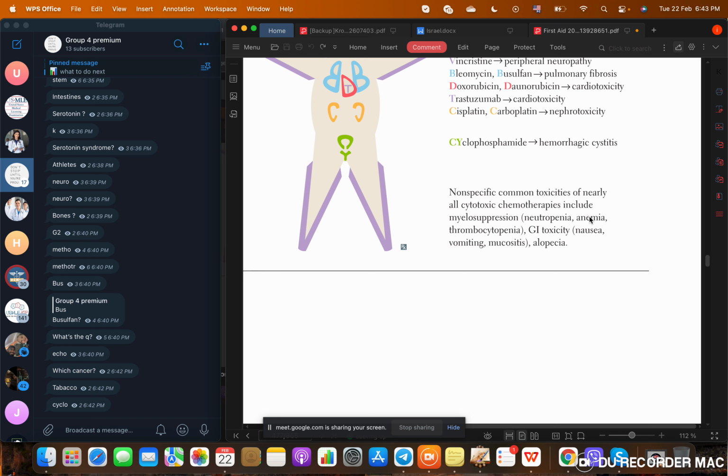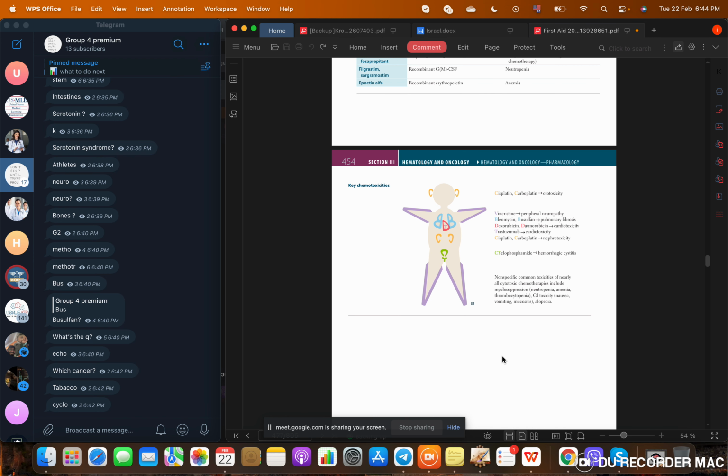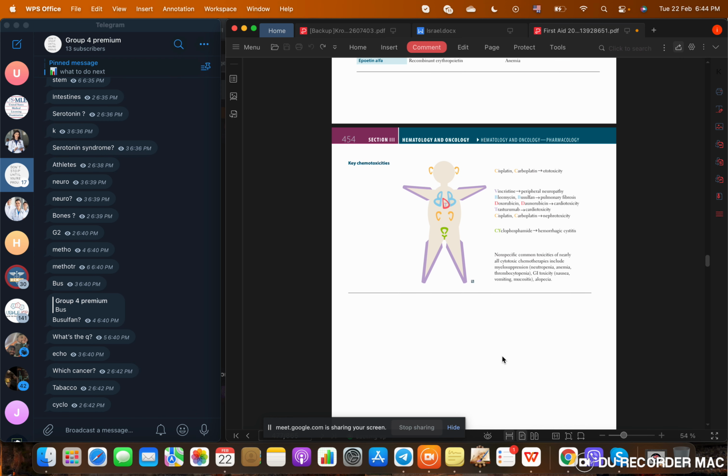Non-specific common toxicity of nearly all cytotoxic chemotherapies includes the following. All of them destroy the rapidly dividing cells. For example, the hematopoietic stem cells, which leads to myelosuppression, neutropenia, anemia, thrombocytopenia. GI toxicity, which leads to nausea, vomiting, and mucositis, which is an inflammation of the mucosa of the oral cavity, for example. Why? Because the cells there are rapidly replacing. They will lead to destruction of the hair follicles, which leads to alopecia.